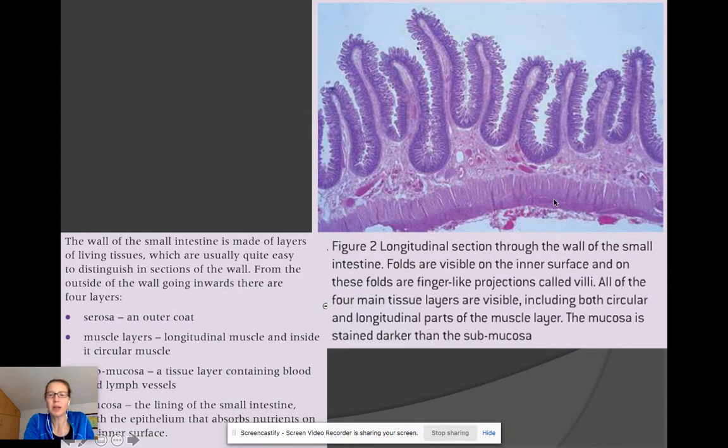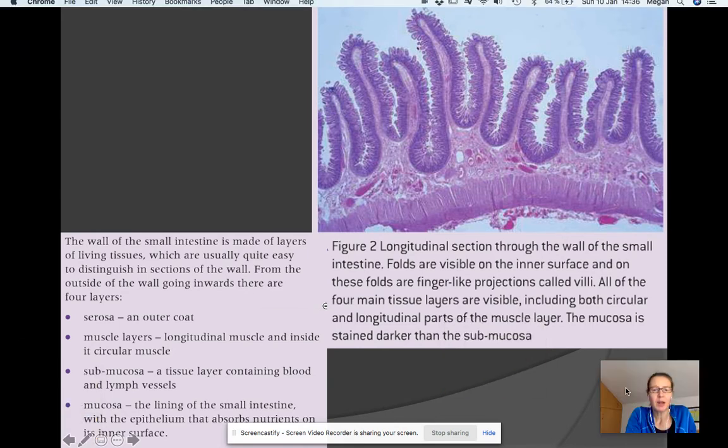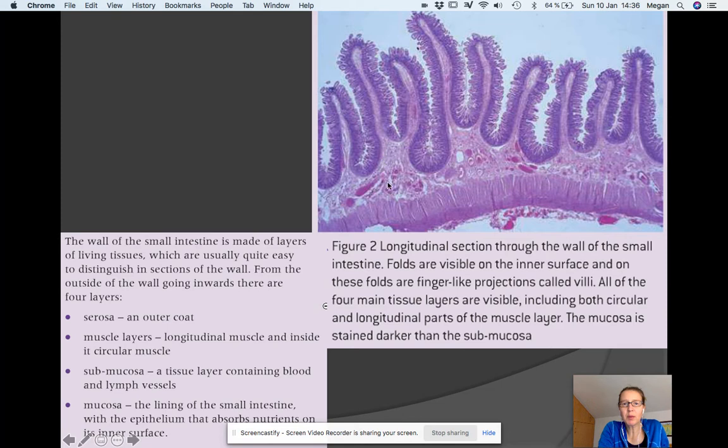All right, so here's the muscle layers, and this is the submucosa, and then this outside along all these villi is the mucosa. So the submucosa is going to have all the blood and lymph vessels that are going to be important. And the mucosa itself is this layer.